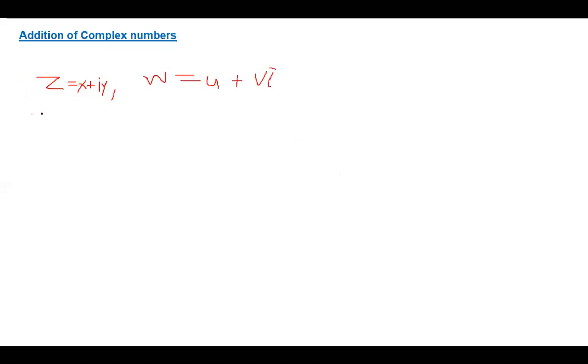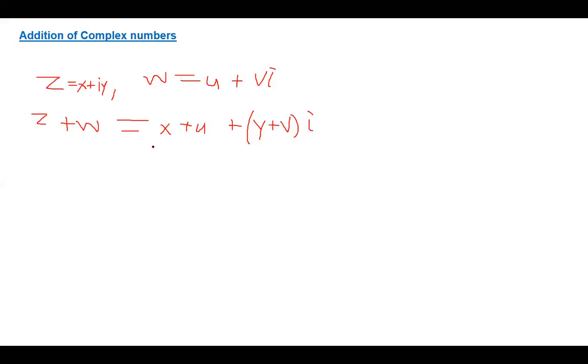When you're adding the two complex numbers, Z plus W, what you do is you just add the real part to the real part on that side. In short, you add x to u, and then you also add y and v. But of course, for these imaginary parts, you always have to put i outside. That's what we are talking about.